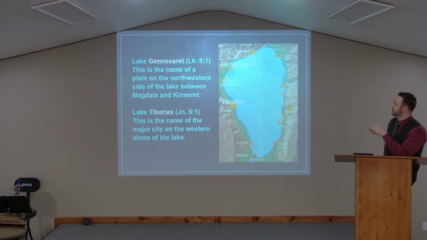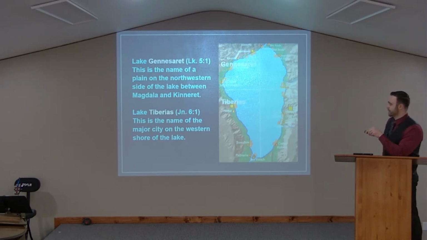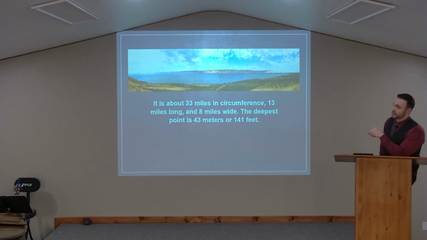Lake Gennesaret is another name for it, and it's named after a place up here on the northwestern side of the lake. And then we have Lake Tiberius, another name in John, and that's named after a major city on the western shore of the lake. Here's a map of all the different cities around the Lake of Galilee. It's not a big lake. It's about 33 miles around, 13 miles long, and 8 miles wide, and it's also not very deep.